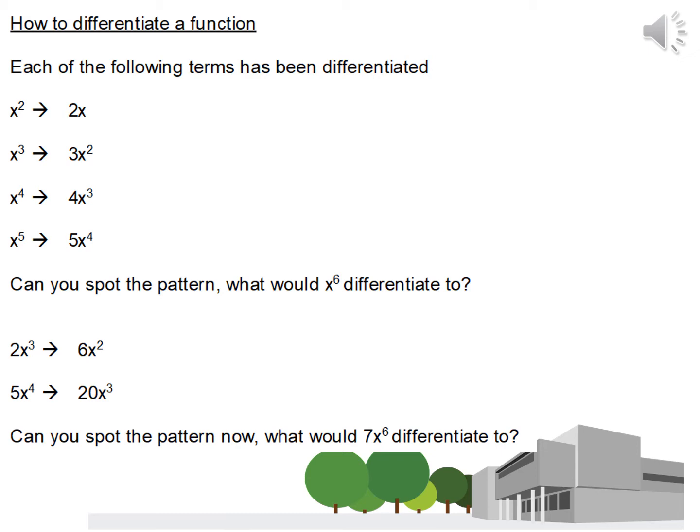Some slightly more complicated ones. 2x cubed would differentiate to 6x squared, because 3 times 2 is 6, and then reduce the power by 1 down to a 2. 5x to the 4, 5 times 4 is 20, and then reduce the power by 1, so it's 20x cubed. 7x to the power 6, what would that differentiate to? Have a little bit of think. But it'll be 42x to the power of 5.